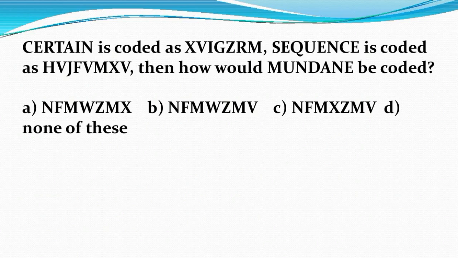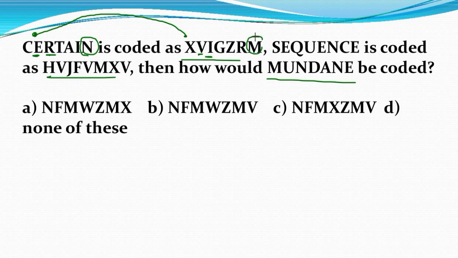Now moving forward, certain is coded as this and the sequence is coded as this. Then how would mundane be coded? We will clearly observe the first letter is C and the first letter is X. C and X are opposite letters, and the second letter is E and the second letter is V. E and V are also opposite letters. R is coded to I, and R and I are also opposite letters. And if we check the last letter N and the last letter M, M and N are also opposite letters.